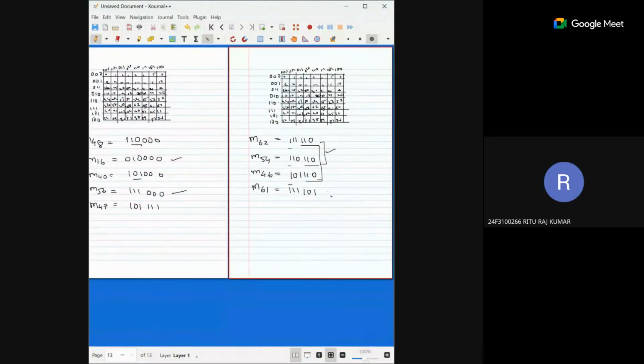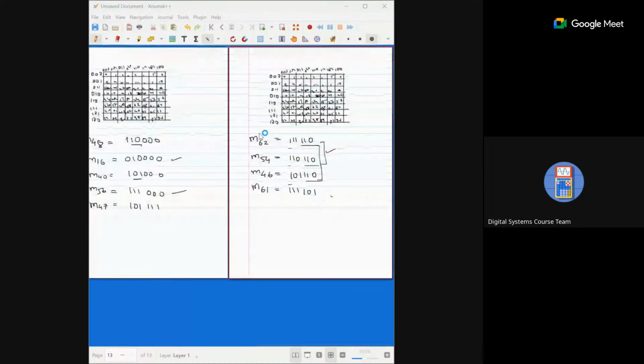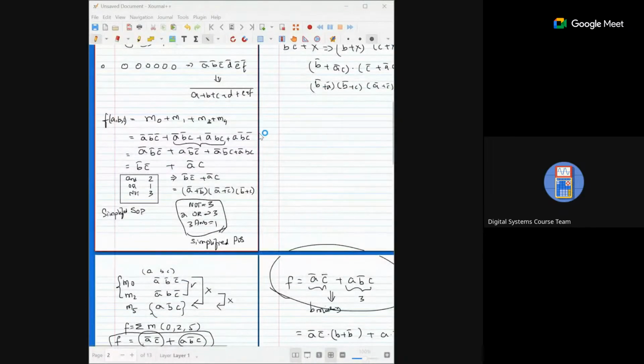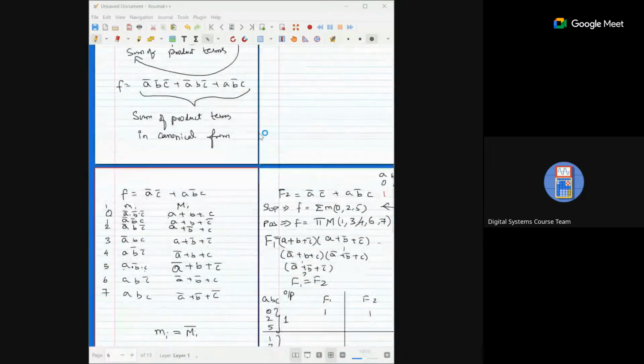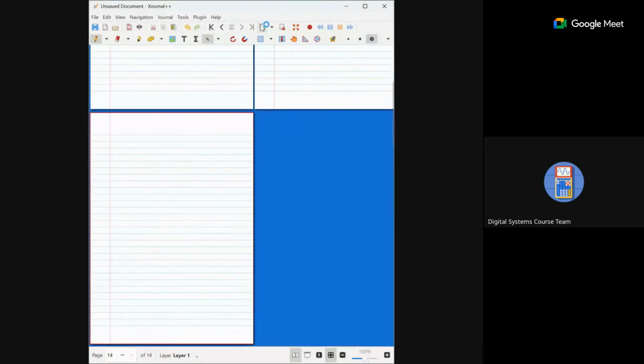Yes, sir. Okay. So I think we have done most of the process, and from the beginning we started with understanding of minterm, maxterm, and then canonical representation of minterms and maxterms, and so on. Any doubt in this regard? If not, I will proceed further.